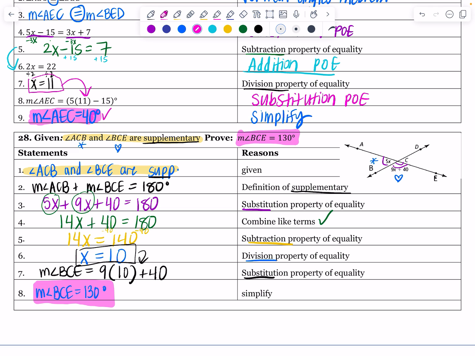And then I just have to clean that up. What do I mean by clean that up? I mean simplify it. 9 times 10 is 90, plus 40 is 130. That is when you simplify. So that is our final answer, and that is exactly where I was trying to get in this proof. Yay, proofs!